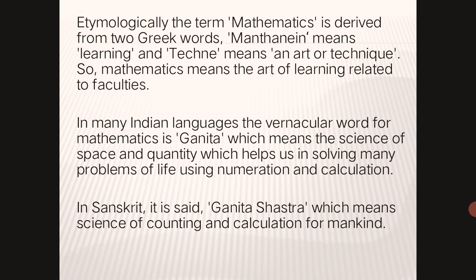Systematically, we study space and numbers, which helps in solving many problems of life using numeration and calculation. In Sanskrit, it is said Ganit Shastra, which means science of counting and calculation for mankind. Science of counting means a systematic study of counting, that is, manipulation of numbers with different operations, termed as calculation. So that is the simple meaning of mathematics actually.